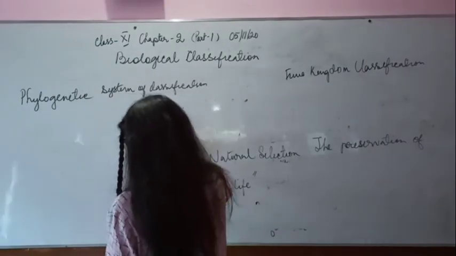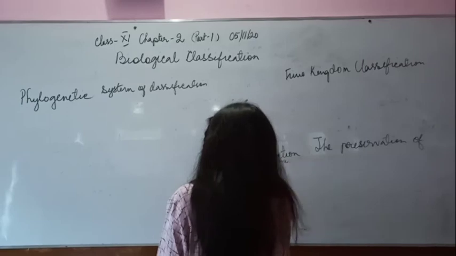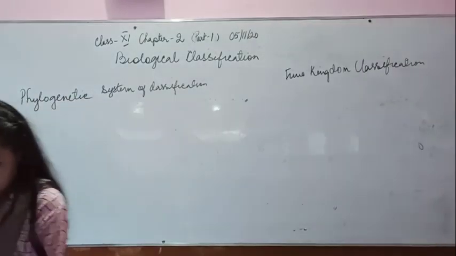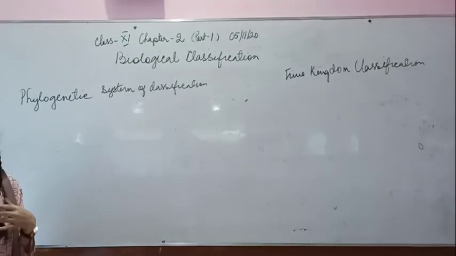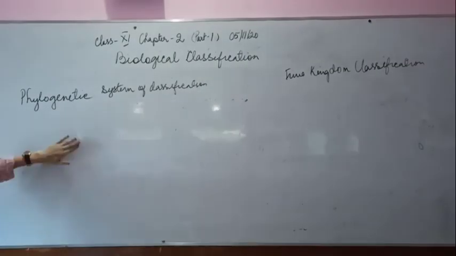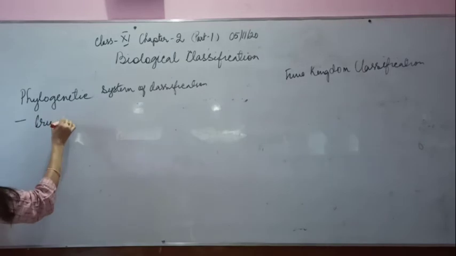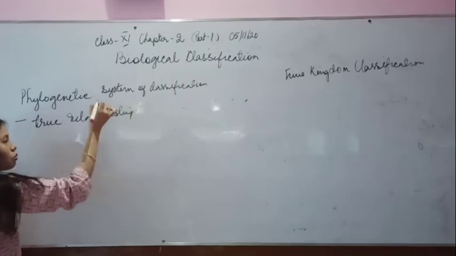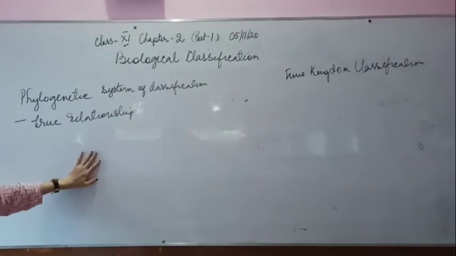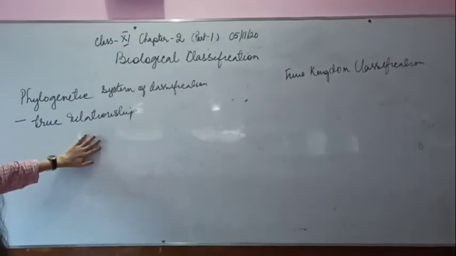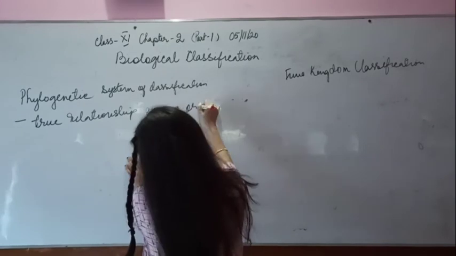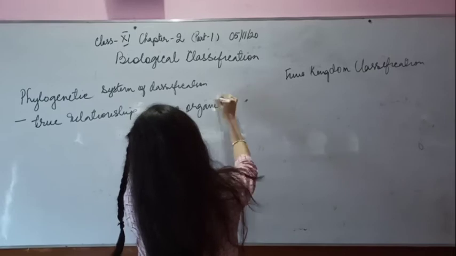The phylogenetic system of classification, what does it bring out? It brings out a true relationship. The phylogenetic system of classification brings out a true relationship among the organisms. Alright. So what does it reflect? It reflects the true relationship among organisms.